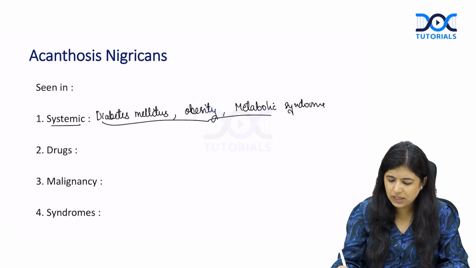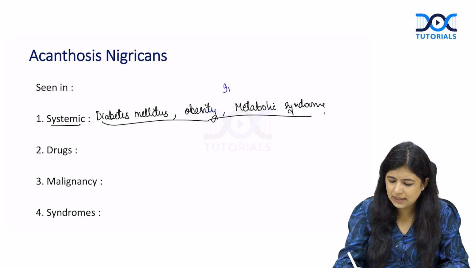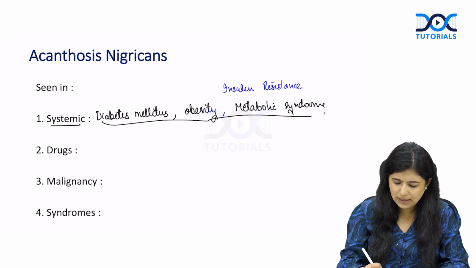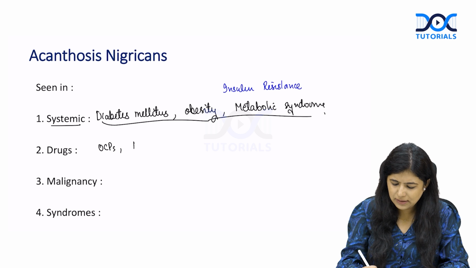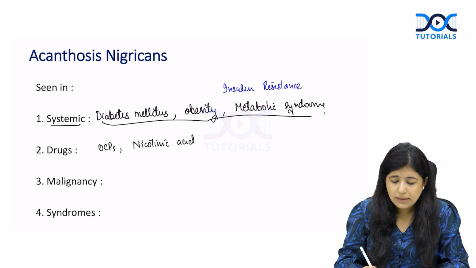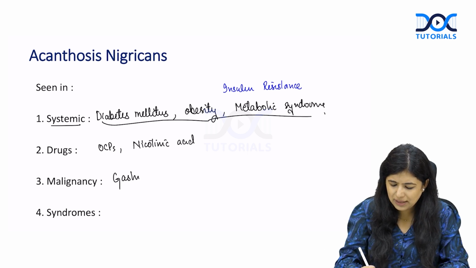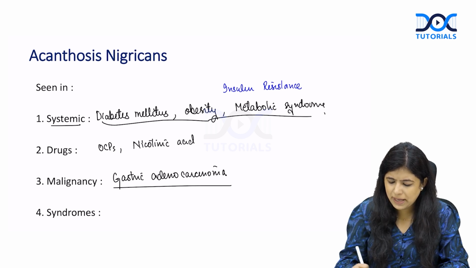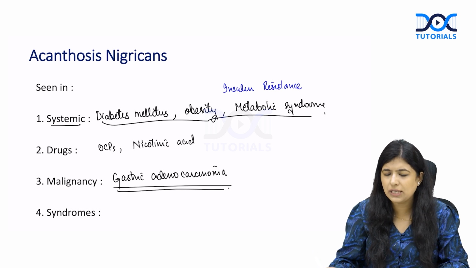What is the common factor in all three of them? That is insulin resistance. Now, some drugs like OCPs and nicotinic acid can also trigger Acanthosis nigricans. Malignancies is a very important association, especially gastric adenocarcinoma. And Acanthosis nigricans is a paraneoplastic sign for gastric adenocarcinoma.